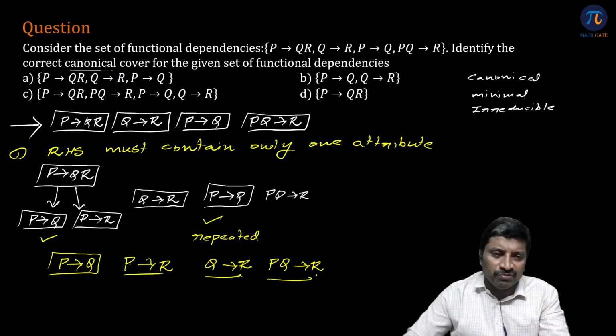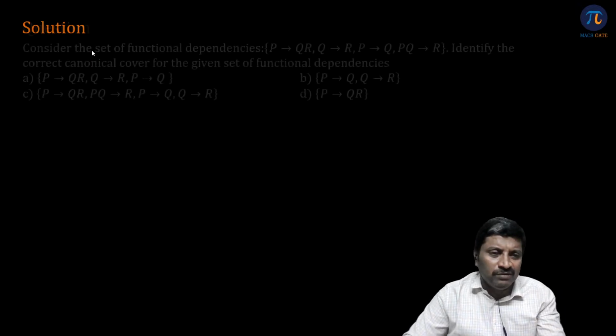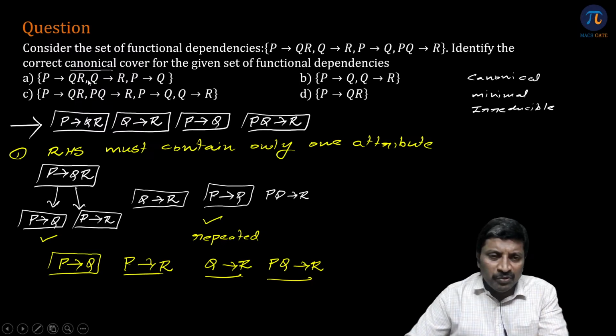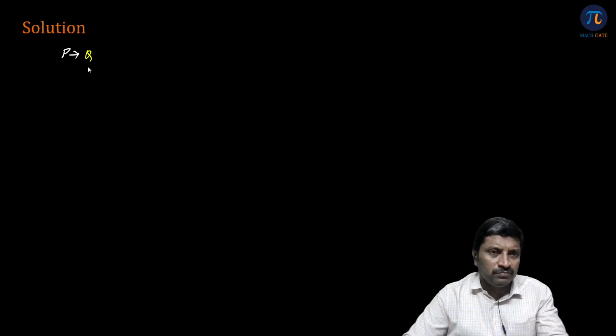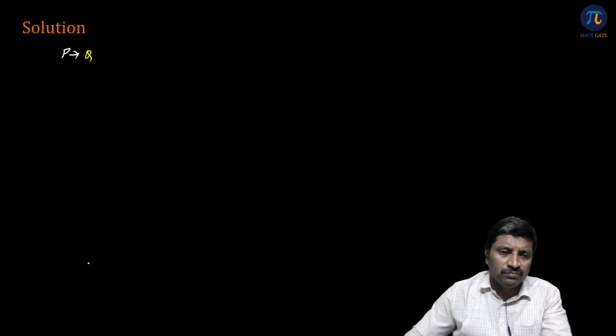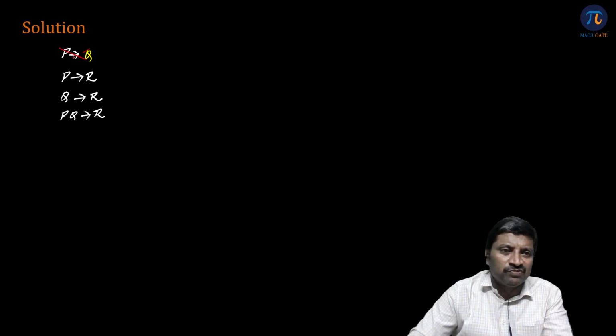So let us continue with the 4. P goes to Q. Then what is the second one, sir? P goes to R. Then we have Q goes to R. The last one is PQ goes to R. So let us try to find which of them are redundant. First, let us consider the first one.